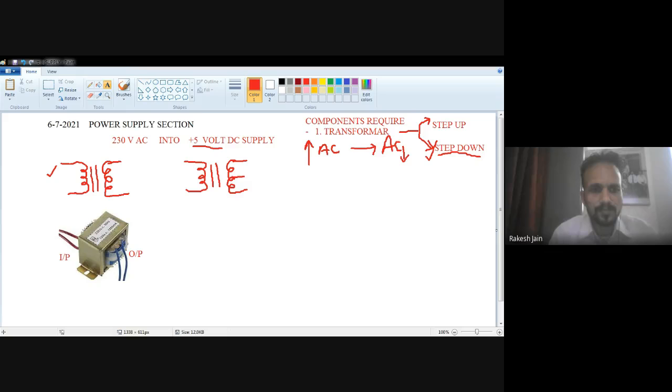And the second one is the center tap transformer. The center tap transformer looks like this one.